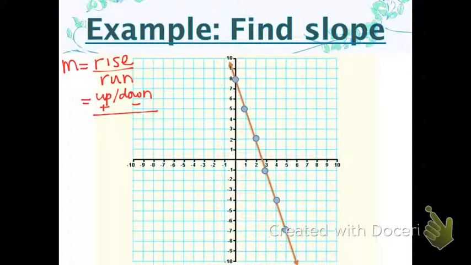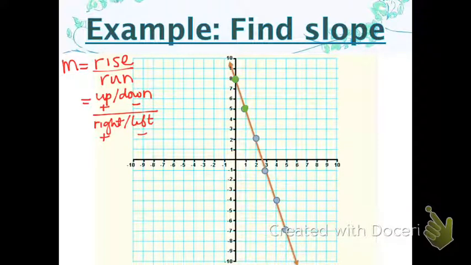And run, we mentioned, was the change in the horizontal direction, or the x values. And that will either be right or left. Right is positive, left is negative. So what you're going to do is find 2 points on the graph, let's say possibly this one and this one, and you're going to put your pencil on one and move to the other.